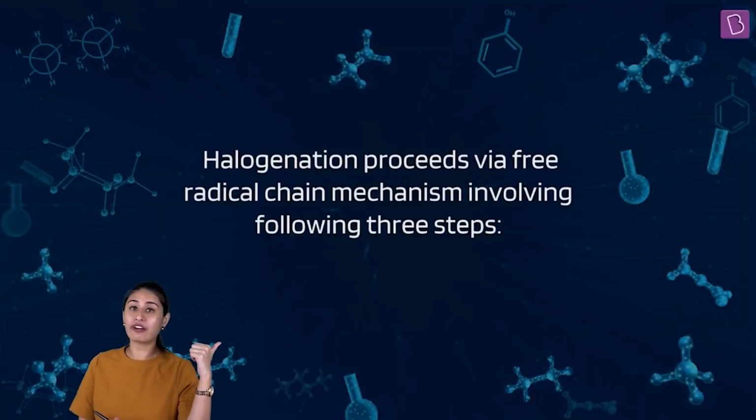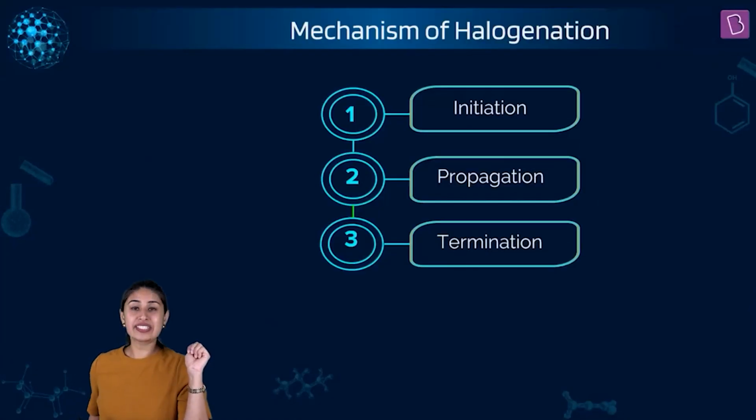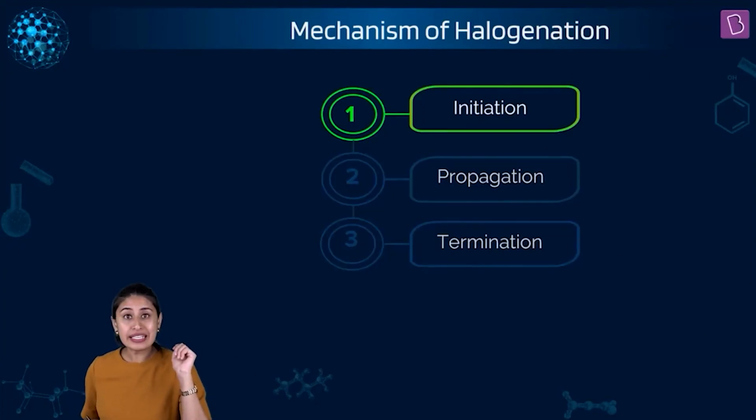Halogenation proceeds by a free radical chain mechanism involving three steps. First is initiation, the second is propagation, and the third one is termination. Let's understand now from a chemistry perspective. First one, initiation. What's happening?